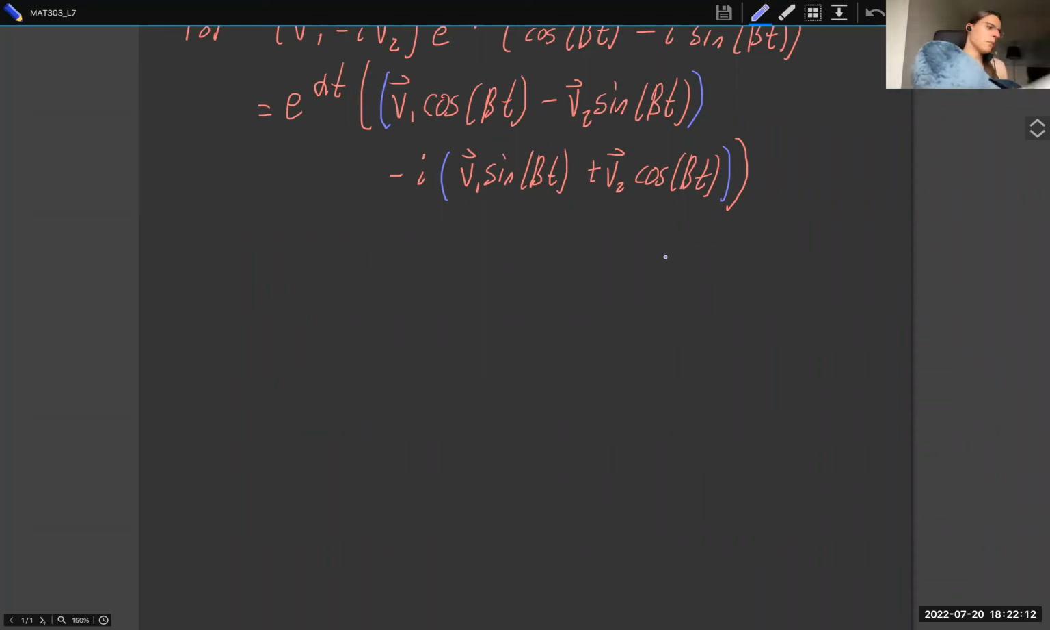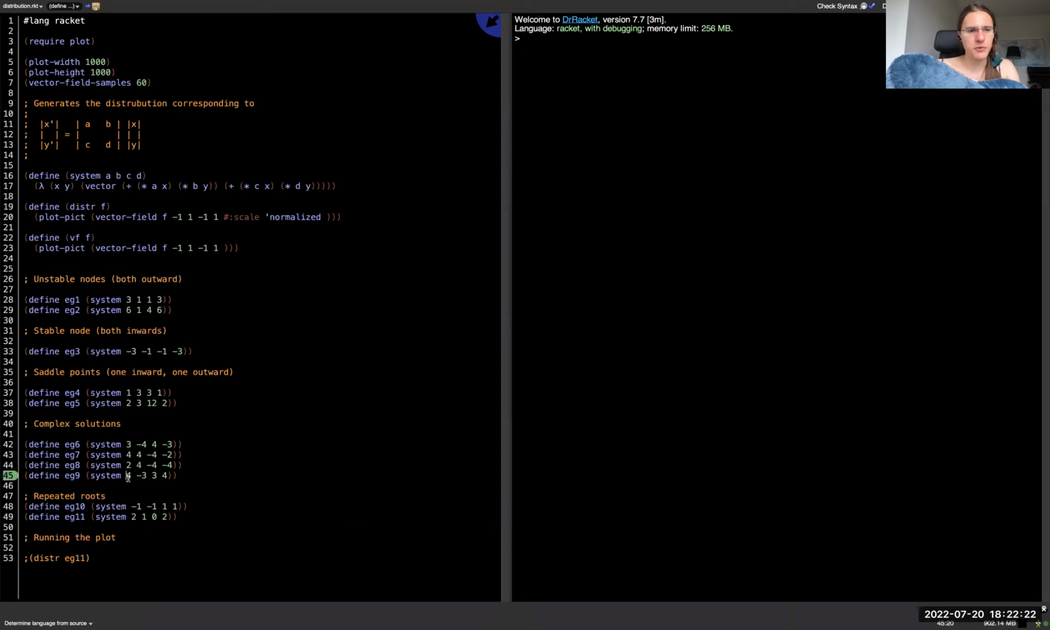Now let's get on to the much more interesting case. Well, I guess before we do, let's just take a look at the example that we just did. So the example that we just did was 4 minus 3, 3, 4. So let's plot the distribution for example 9.